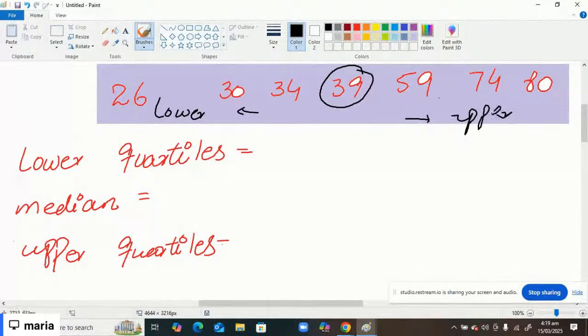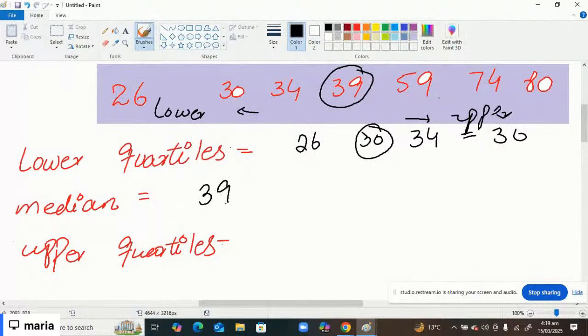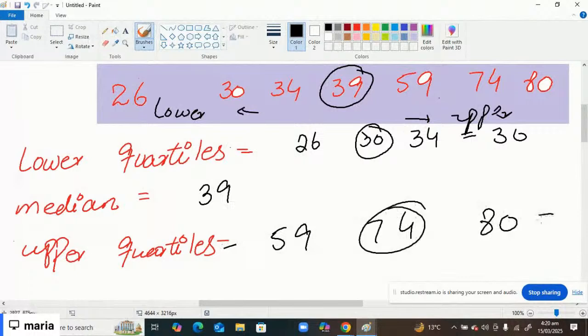Let's write the lower quartile first. This is 26, 30, 34. And what is the middle of this? That is 30. So this is your lower quartile. What is the median? It is in the data: 39. What are the upper quartiles? Which is 59, 74, 80. And the middle of this is 74. So this is 74. Understand this one. This is the lower quartile, that is the median, and that is the upper quartile, in 26, 30, 34, 39, 59, 74, and 80.